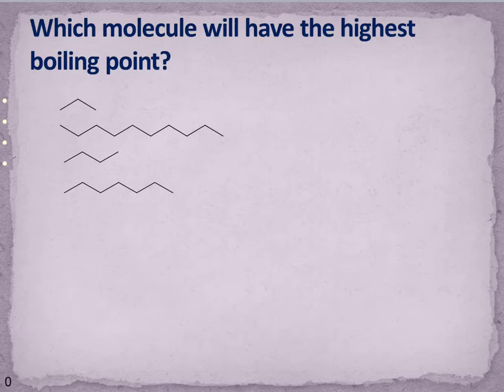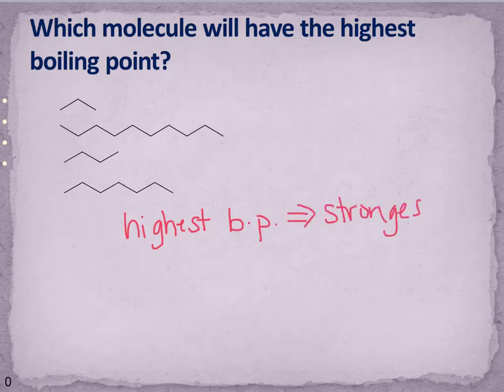So we're looking for the substance with the highest boiling point, and if I want the highest boiling point, then what I also want to have is the strongest intermolecular forces. Because if it has the highest boiling point, that tells me it's going to take the most energy of those molecules to get them from the liquid phase into the gas phase. And the ones that are going to take the most energy to get from liquid to gas are the ones that have the strongest intermolecular forces.